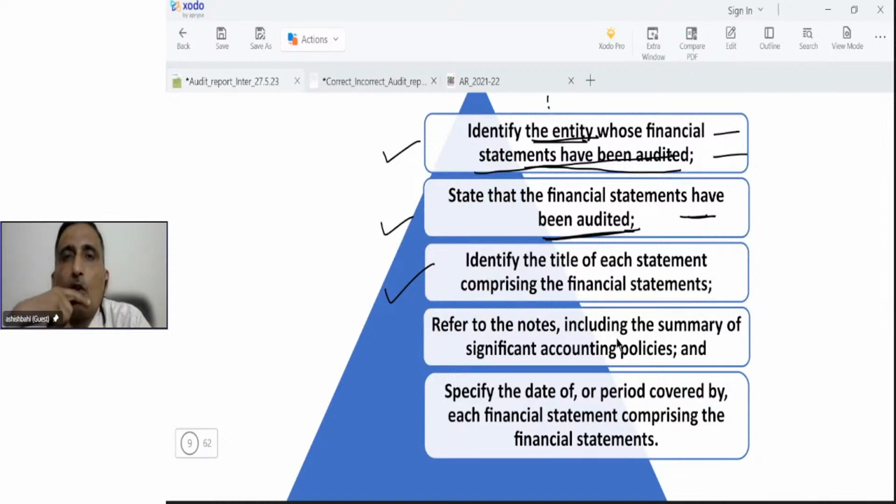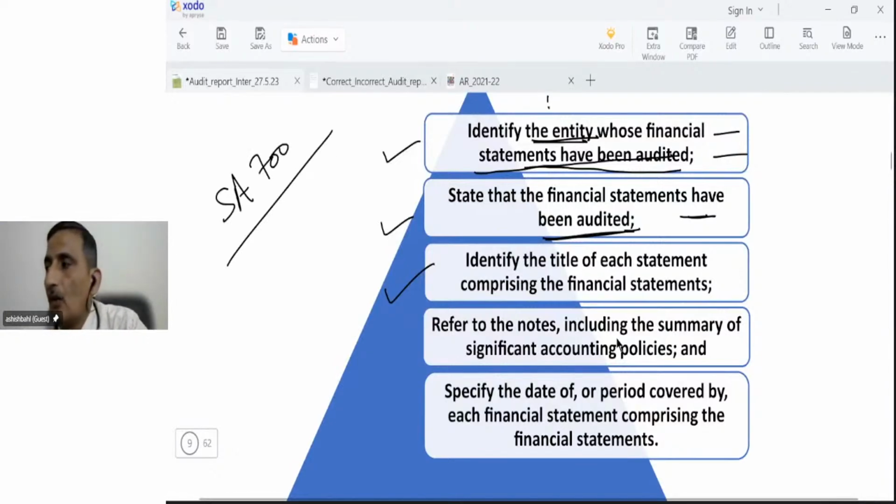Okay, so you would write, we have audited financial statements of so and so limited or private limited or whatever the name of the organization is, comprising balance sheet, statement of profit and loss, cash flow and notes, etc. All these things you have to identify, the title of each statement. These are not general requirements, guys. These are specific requirements given in SA 700.